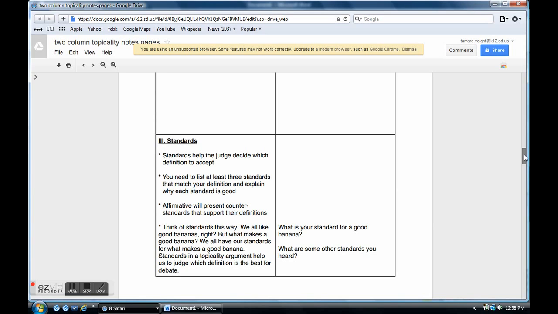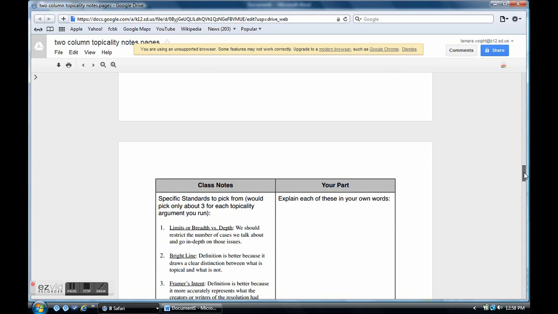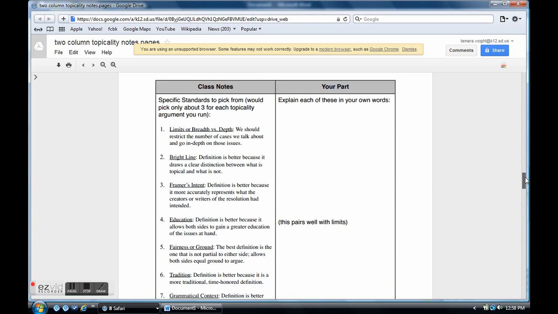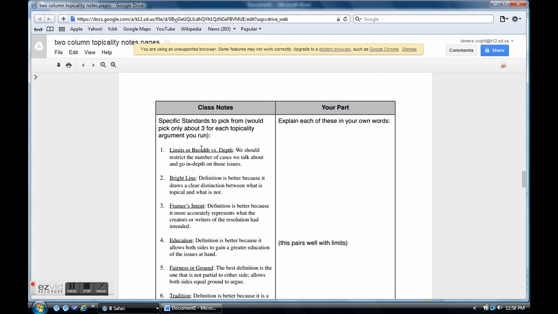And in order to think about standards in a better light, sometimes I like to think about, what makes a good banana. For example, some people's standard for a good banana is that it's brown and kind of mushy and really sweet. Other people like their bananas when they're almost crunchy, like cucumbers still, and really yellow. So whatever your standard is decides what's a good banana. Same with standards in a debate round. Whatever standard I picked helps me decide what's a good definition. There's a list of standards that you can pick from these notes. You can use these standards both affirmative and negative.